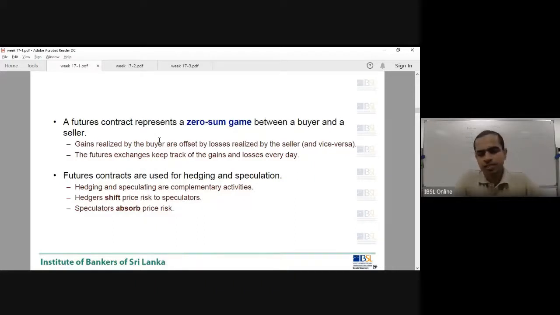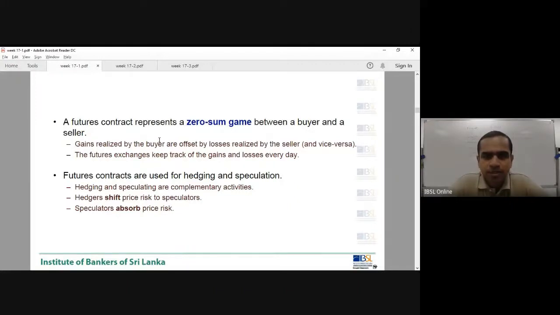So a futures contract represents a zero-sum game between a buyer and a seller. Zero sum, that means like in options, the buyer's gain is the seller's loss, and the buyer's loss is the seller's gain. Likewise, zero sum. Remember, markets are zero-sum games. Two players cannot gain at the same time.